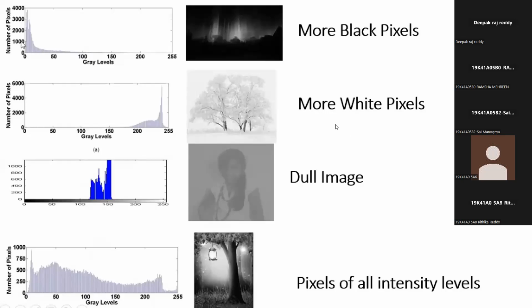So more black pixels are there in one image, and in another image more white pixels are there, and there is a dull image, and one more image that has all pixel intensity levels. As you can see, more black pixels, you can see here the diagram. It is the value. You can see the image here. It's completely the left side of the image. Left side completely you can see. One second, I will show you with the pen.